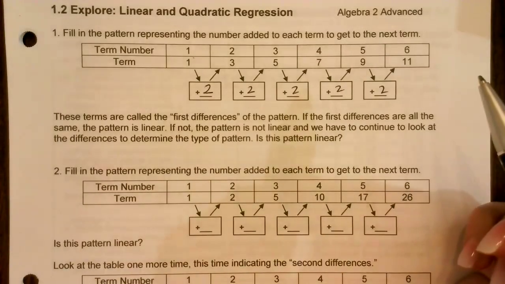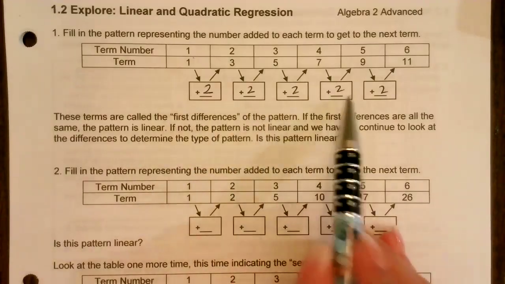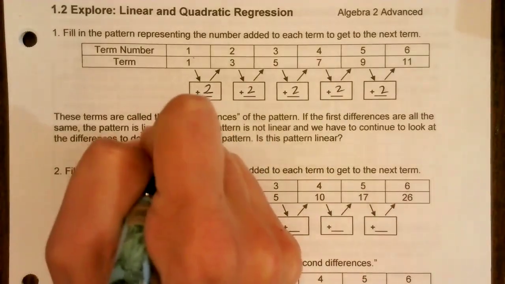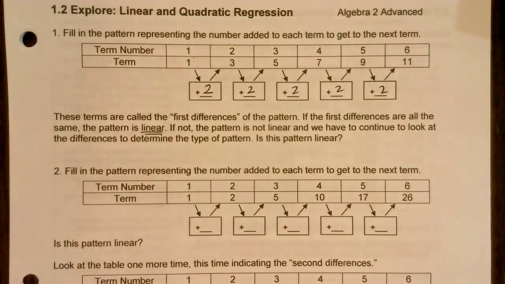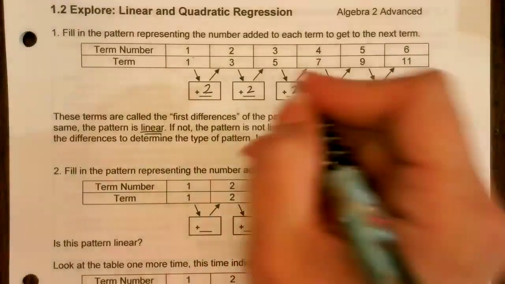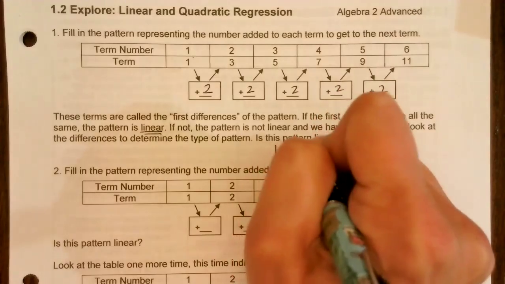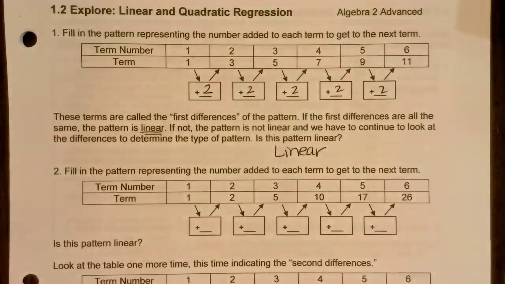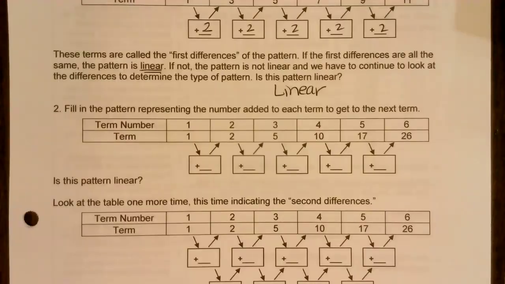In these first differences, these are all the same. So this pattern is considered linear. It is linear when it has a constant difference for our y values there. Since they are the same, this would be linear as the pattern.